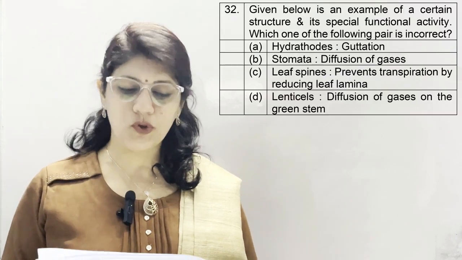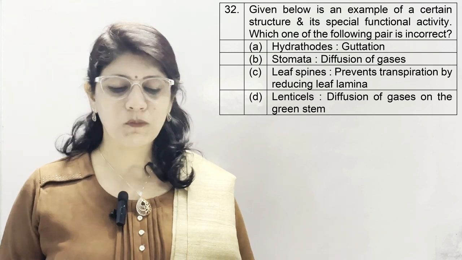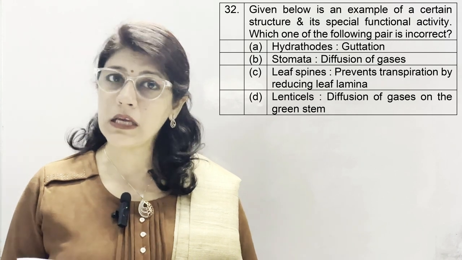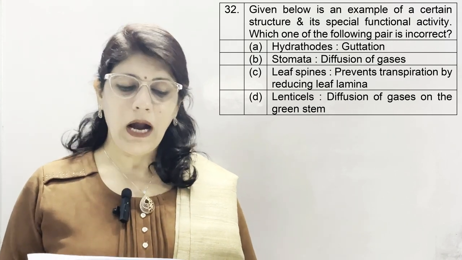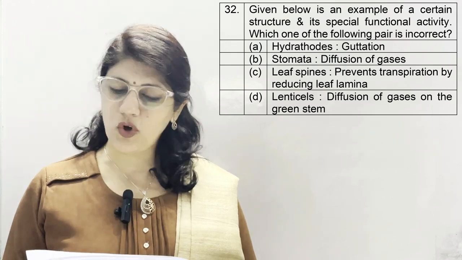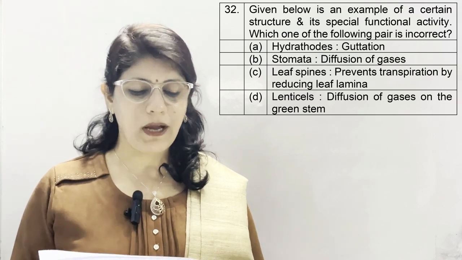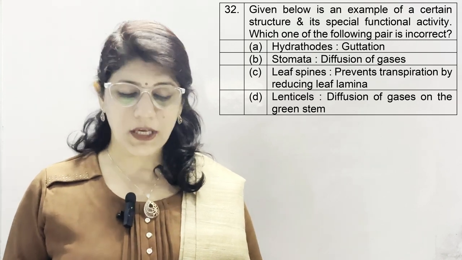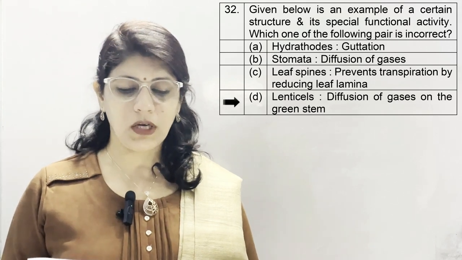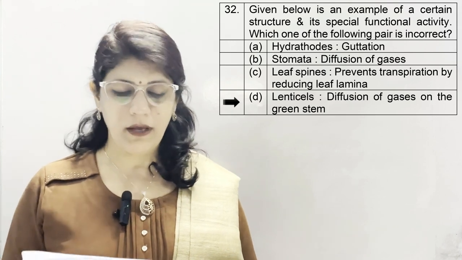In question number 32, given below is an example of a certain structure and its special functional activity. Which one of the following pairs is incorrect here? A option hydathodes, guttation, which is correct. B stomata, diffusion of gases, again correct. C leaf spines, prevents transpiration by reducing leaf lamina, which is again correct. And D is lenticels, diffusion of gases on the green stem. We know that last, D, is the correct option here.